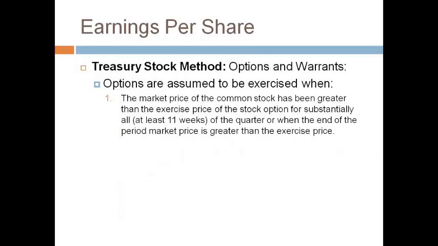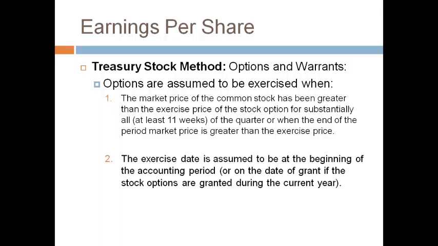The treasury stock method for stock options and warrants provides a few rules for us to follow. We will assume that options are exercised when the market price of the common stock is higher than the exercise price for most of the year. The employee would be able to sell the stock for more than they paid the company, earning a gain. As such, it is safe to assume the employees would exercise the option and the number of common shares outstanding would increase. The exercise date is assumed to be at the beginning of the year as long as the options were granted before the beginning of the year. The options are assumed to be exercised on the date of grant if the options were granted during the year.